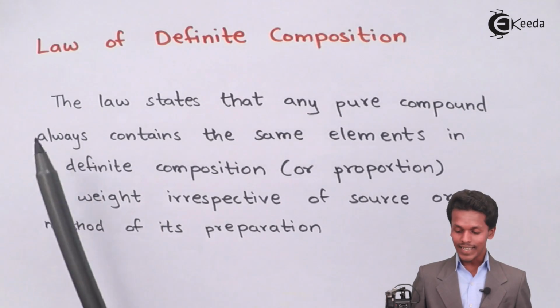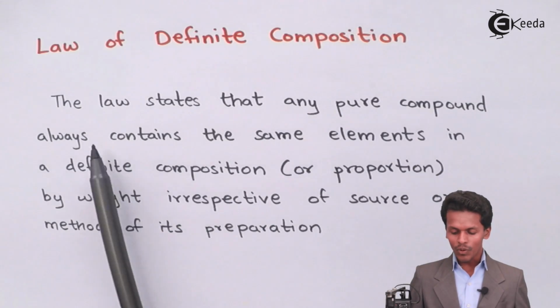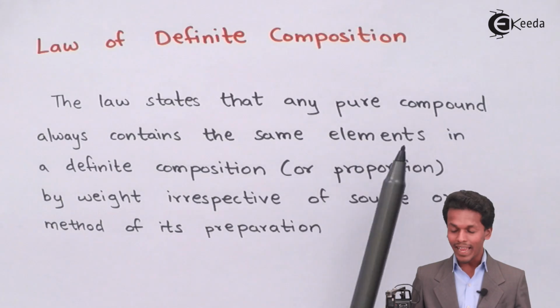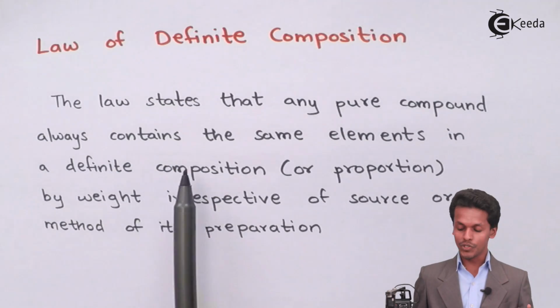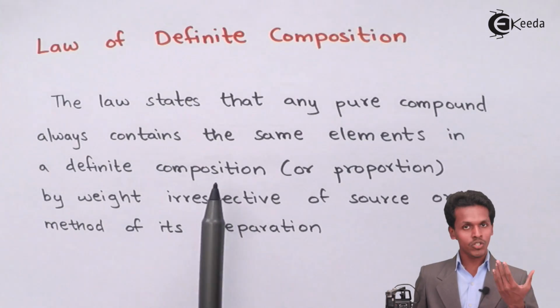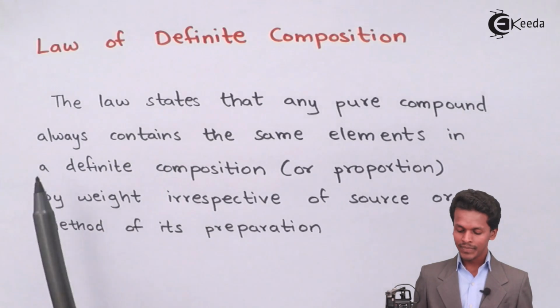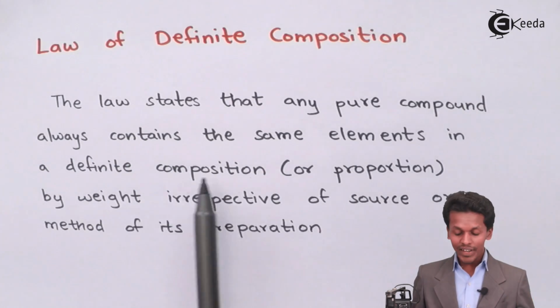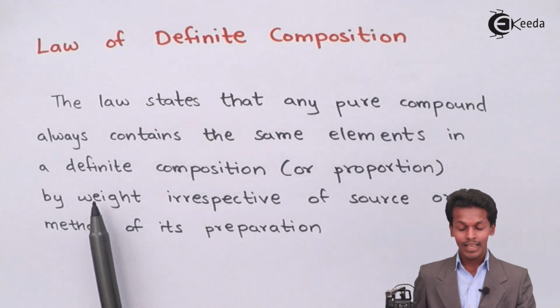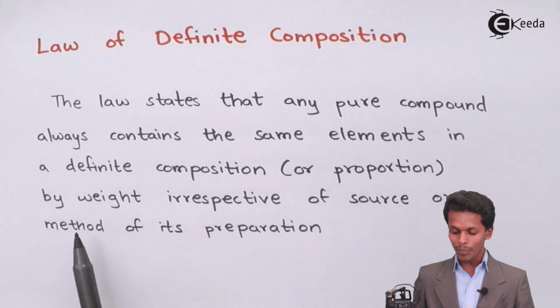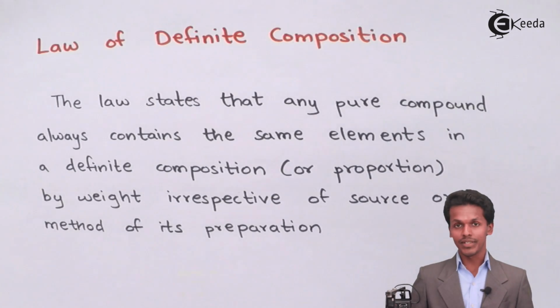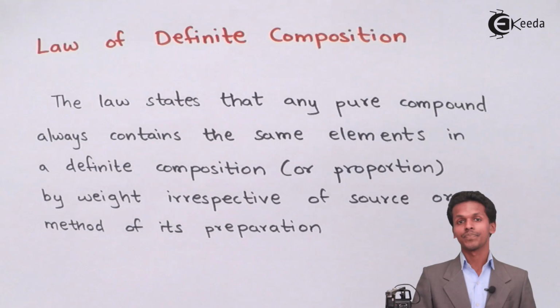This law states that any pure compound always contains the same elements in a definite composition, and the composition can also be mentioned as proportion, definite composition by weight, irrespective of the source or method of its preparation. So what does this mean?